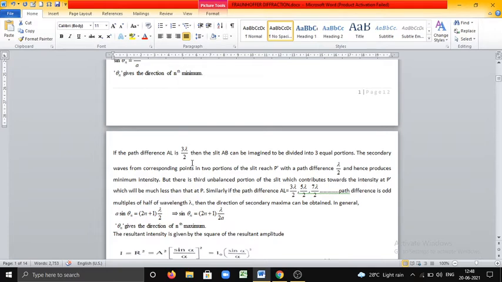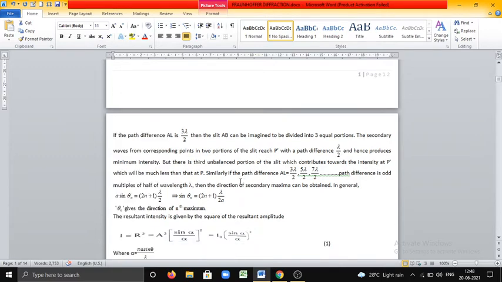Similarly, if the path difference is 5 lambda by 2, 7 lambda by 2, that is, odd multiples of lambda by 2, then the directions of secondary maxima can be obtained. In general, we can write: if the path difference a sin theta n is equal to (2n plus 1) lambda by 2, then we will get secondary maxima. Theta n gives the direction of the nth maxima. Sin theta n is equal to (2n plus 1) into lambda by 2a.